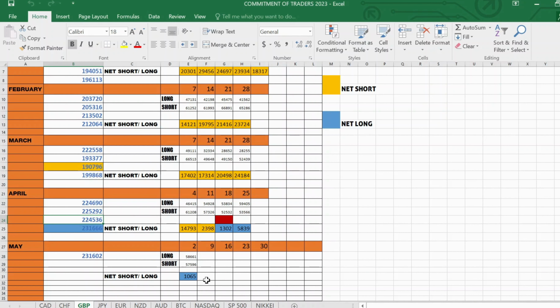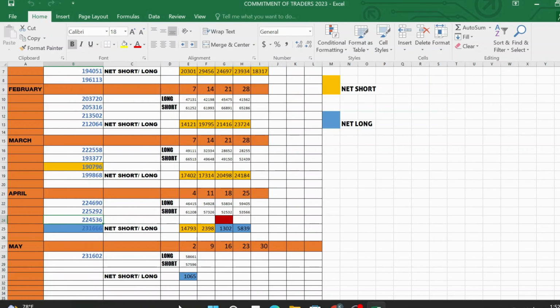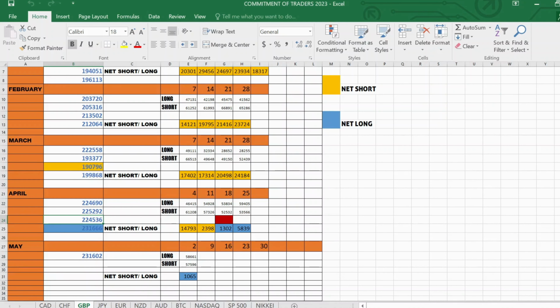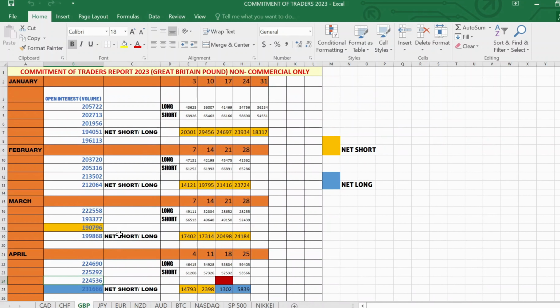So a single week's net long or net short does not tell us much. But over time, as you build a weekly or a monthly or even a quarterly picture, you'll be able to know whether the figure is low, high, or medium.